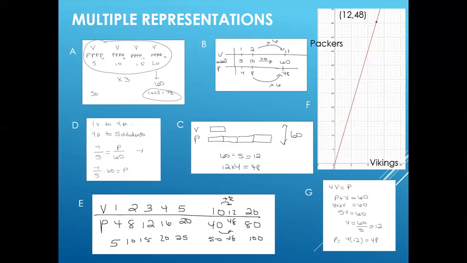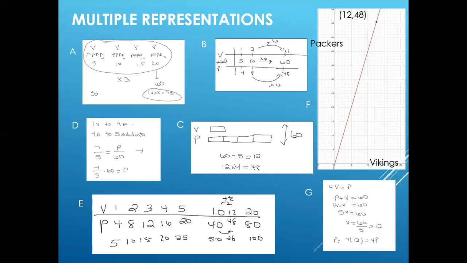B is a double number line. I don't know if you're familiar with a double number line, but I love, love, love double number lines. It's such an awesome tool. It's set up like you would set up a proportion, but it's so much easier, and it really comes down to equivalent ratios or equivalent fractions. So that's B. C is a tape diagram. D would also be your proportion. And then E is just a table, a ratio table. I do tons of ratio tables.